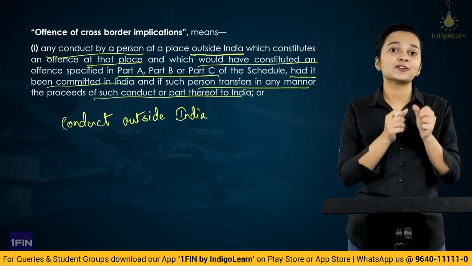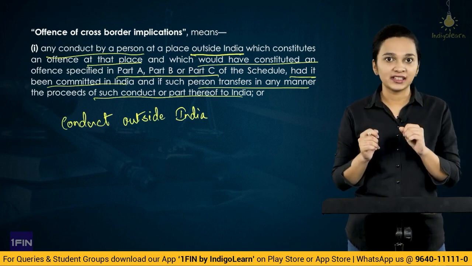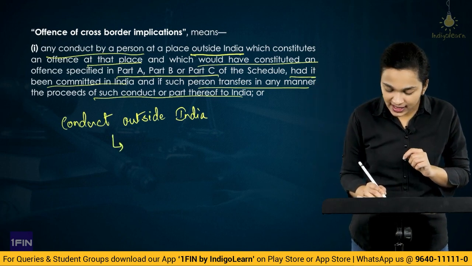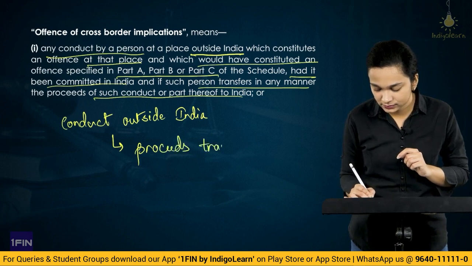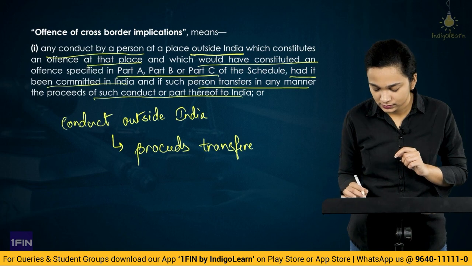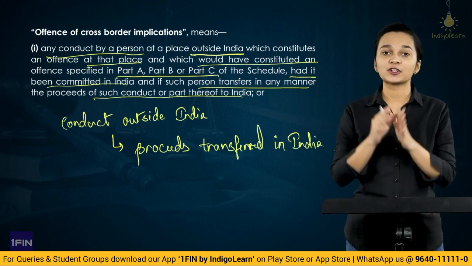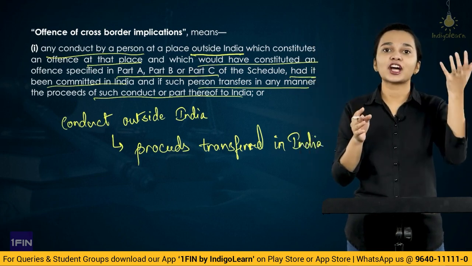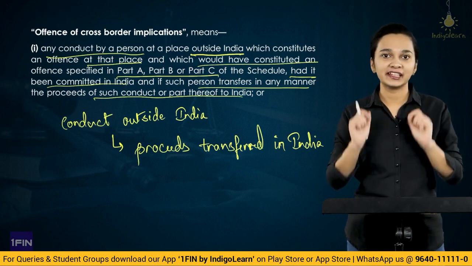And the proceeds of this offence have been transferred in India. So, what is happening here in the first situation? Conduct of offence has happened outside India, but the proceeds have been transferred in India. So, the first point talks of if any offence has been committed in any country outside India, and the proceeds have been transferred in India, then that will be referred to as an offence of cross-border implication.